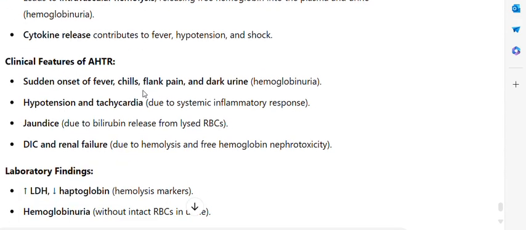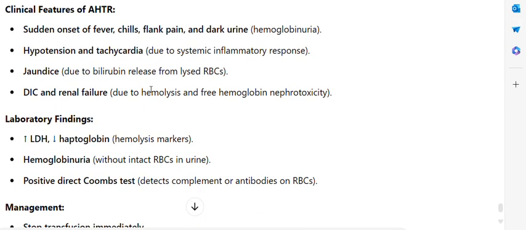Clinical features of AHTR: sudden onset of fever, chills, flank pain, and dark urine, hemoglobinuria. Hypotension and tachycardia due to systemic inflammatory response. Jaundice due to bilirubin release from lysed RBCs. DIC and renal failure due to hemolysis and free hemoglobin nephrotoxicity.